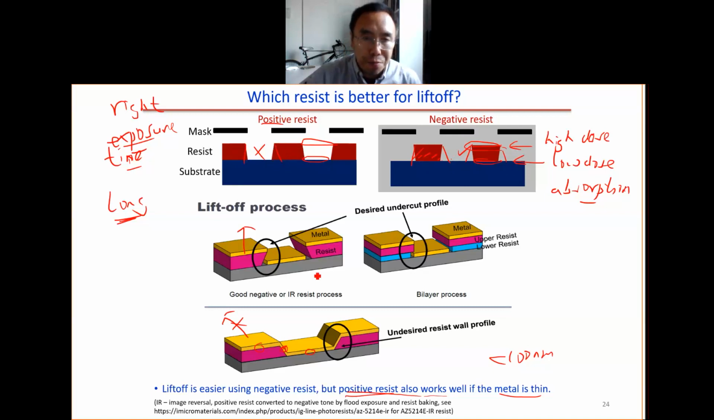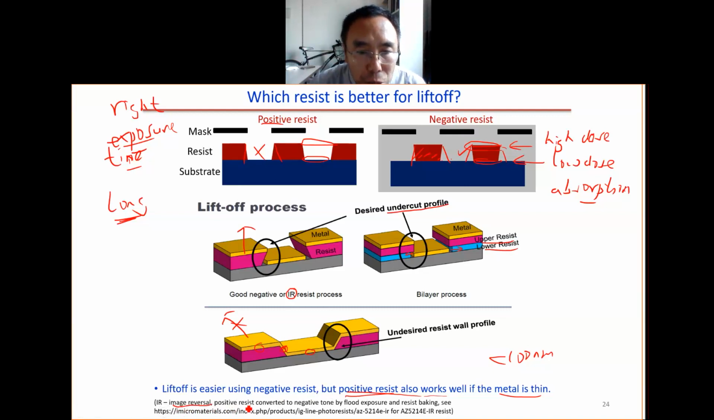It will be better. Another way to have this undercut, we call this the undercut profile, is to use two layers: upper resist and lower resist. We have the lateral etching to give the undercut. So here we have the word IR. This is called image reversal.